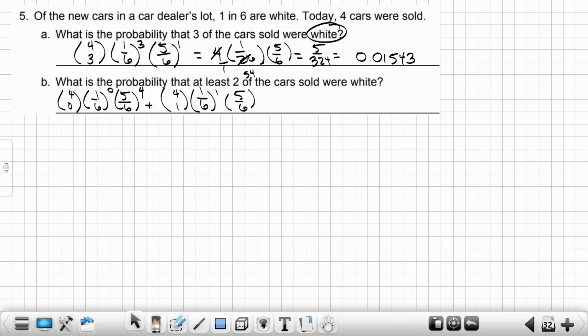And that should be a 3. I don't know why I didn't. And then, oh no, we want 2. Shoot. Not 3. That didn't help. Sorry.